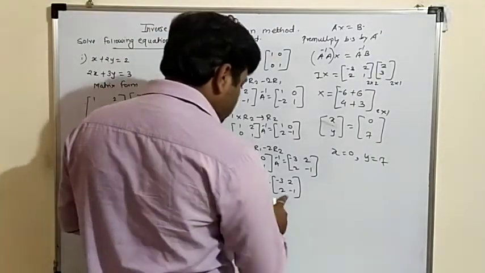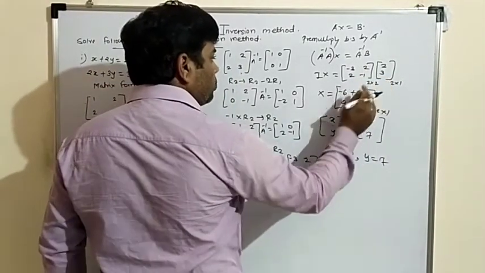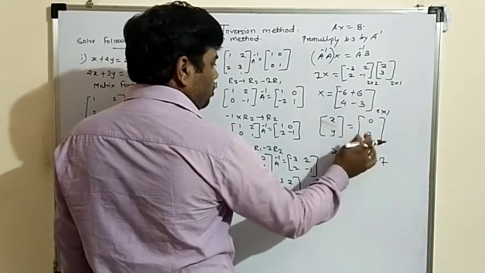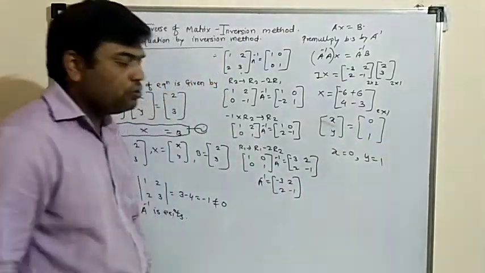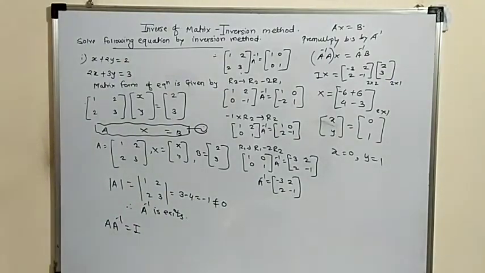A inverse is minus 1, now this is minus 3, you are getting 1. So the value of y is equal to... So in this way we can find the inverse of a matrix, with very simple and important steps.